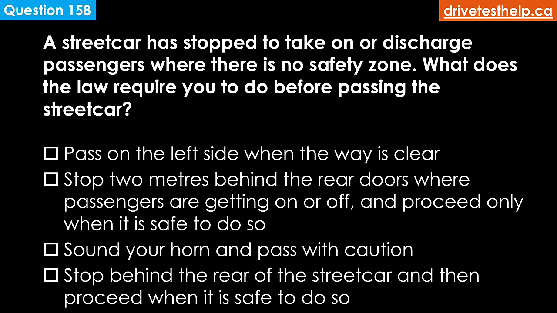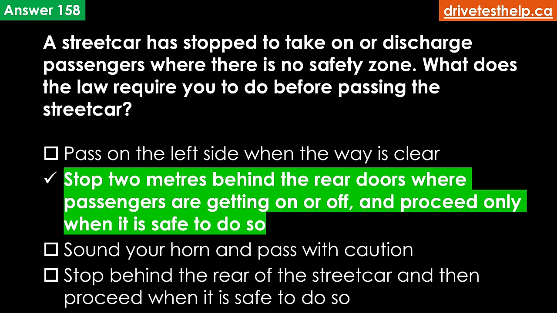A streetcar has stopped to take on or discharge passengers while there is no safety zone. What does the law require you to do before passing the streetcar? Pass on the left side when the way is clear. Stop 2 meters behind the rear doors where passengers are getting on or off, and proceed only when it's safe to do so. Sound your horn and pass with caution. Stop behind the rear of the streetcar and then proceed when it's safe to do so. The correct answer: stop 2 meters behind the rear doors where passengers are getting on or off, and proceed only when it's safe to do so.